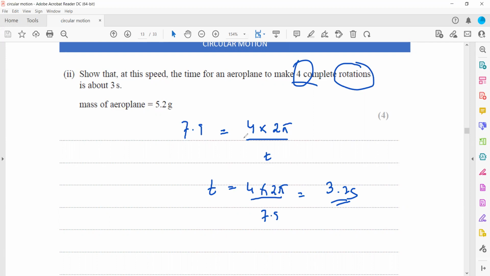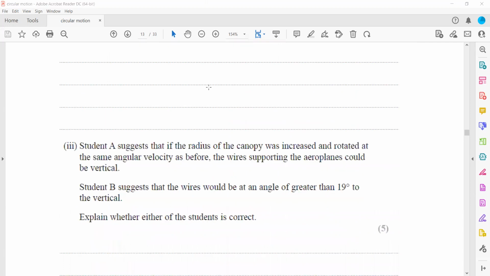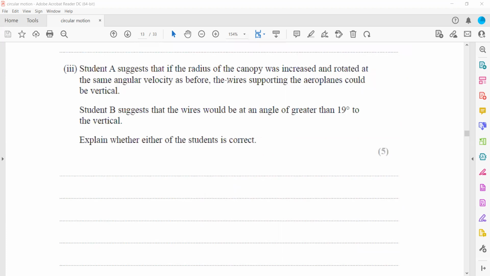If it was for 1 revolution, then omega would equal 2 pi divided by t. Student A suggests that if the radius of rotation is increased and it is rotating at the same speed, the wire supporting the aircraft could be vertical. Student B suggests the wire would be at an angle greater than 90 degrees to the vertical. Explain whether either student is correct.